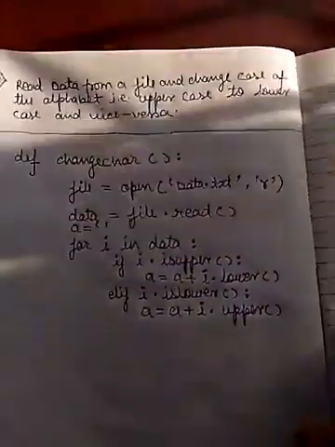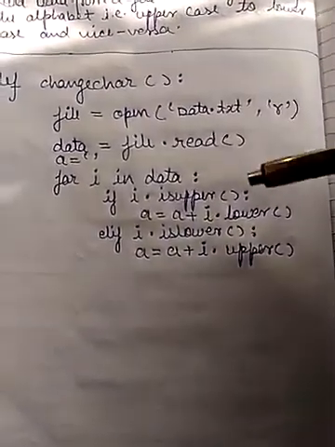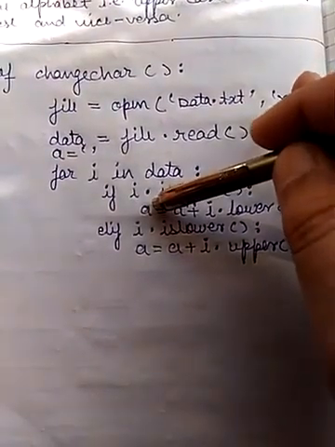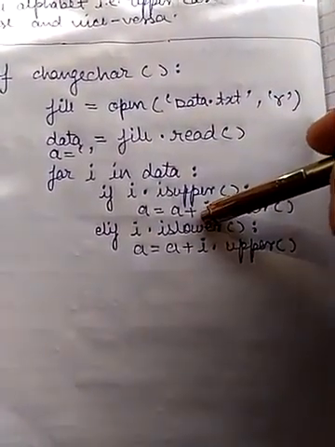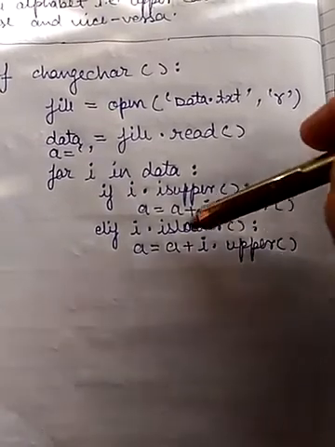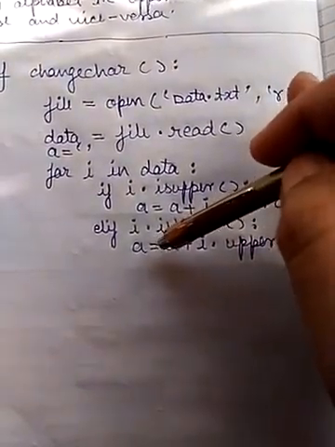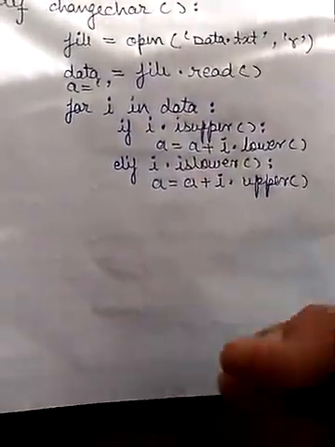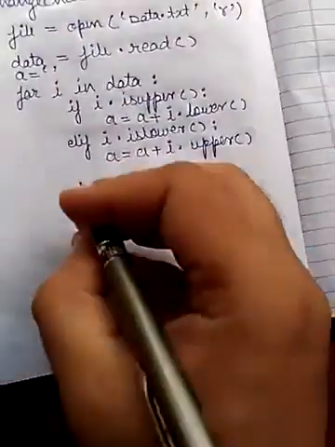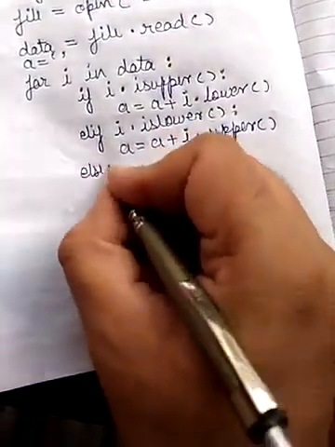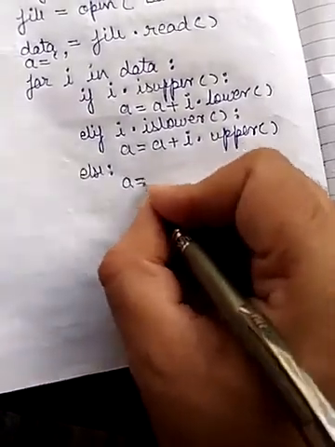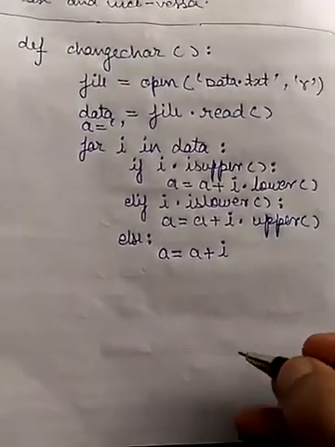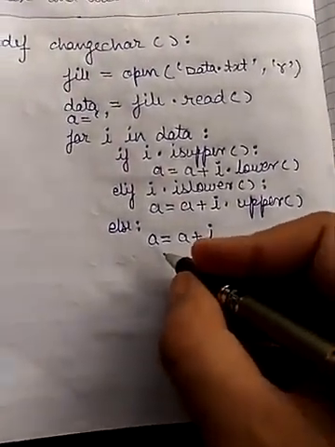So in this way, what will happen? The uppercase character will convert into lowercase and it will be concatenated in the another string a, and the lowercase character will convert into uppercase and that will again concatenate into the a, and rest of the character should be in the same format. That's why I am writing the else part over here. Else a equal to a plus i, means these are the rest of the characters which will be concatenated in the same format as they are.